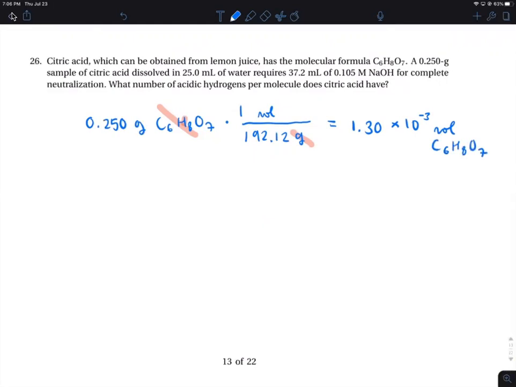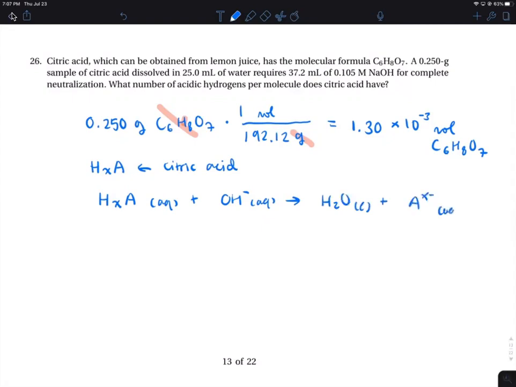And then we can also write out its neutralization reaction. Let's call citric acid H sub X A, where X is the number of acidic hydrogens. That means its balanced reaction is going to be HXA plus OH minus forms water and the anion. If we balance that, we would need X here and then another X here.